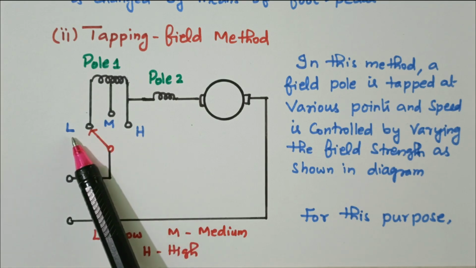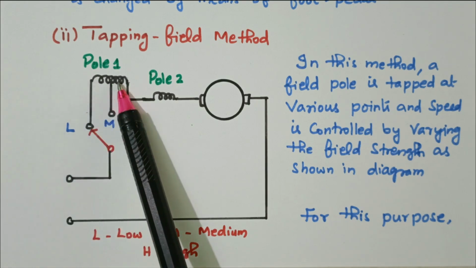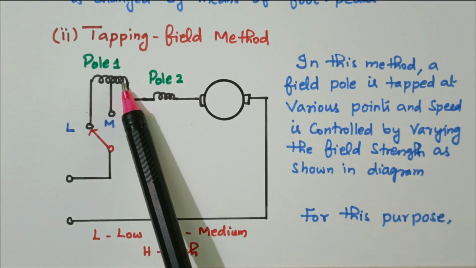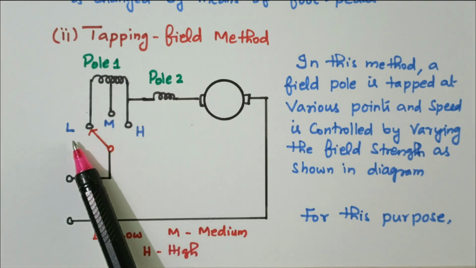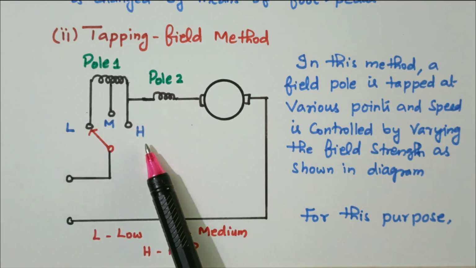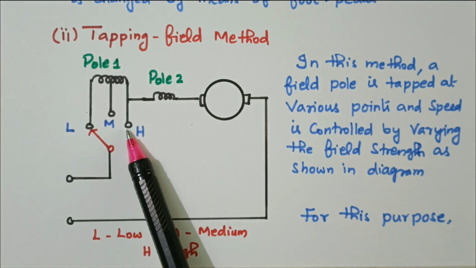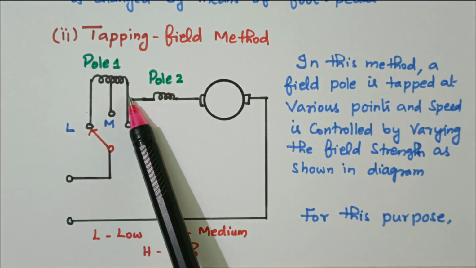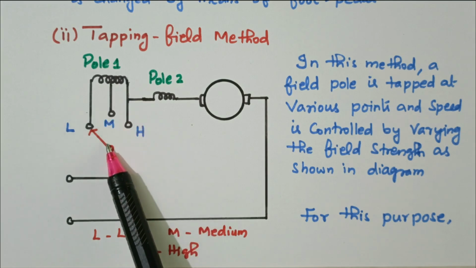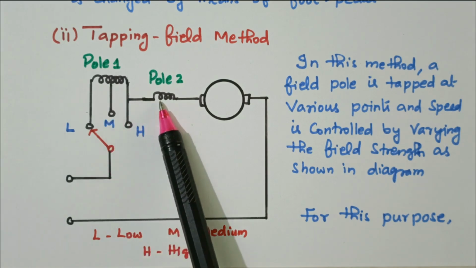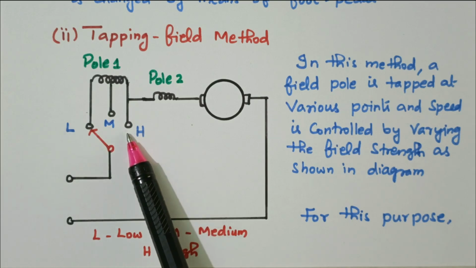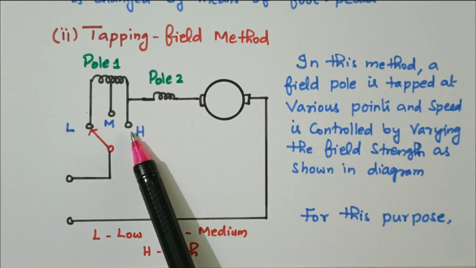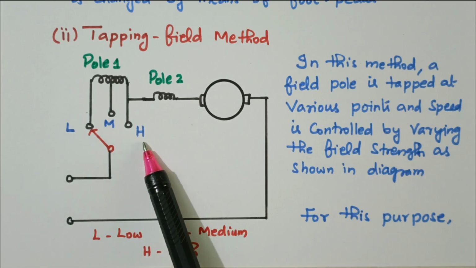So in position 1, low means the entire field is connected. If the field is connected, the field flux will increase. If the flux increases, the speed will decrease. So that is called low. And the third one, high. See that it is connected. If the switch is connected here, pole 1 is not connected. It goes directly to pole 2. Pole 1 is disconnected, so the field flux will not be produced. Flux will be less, so the speed will increase. So that is called high.